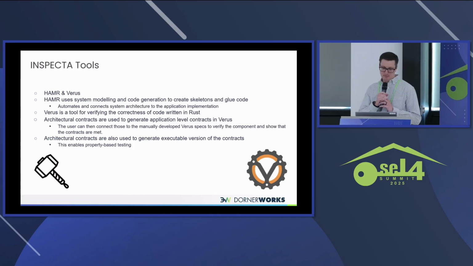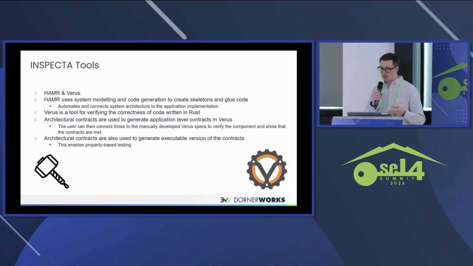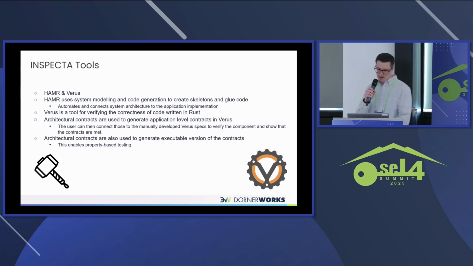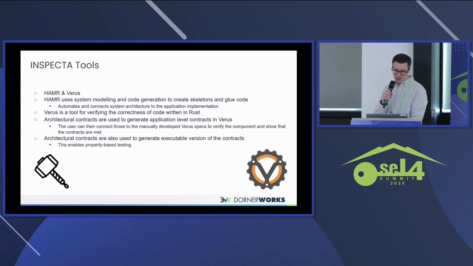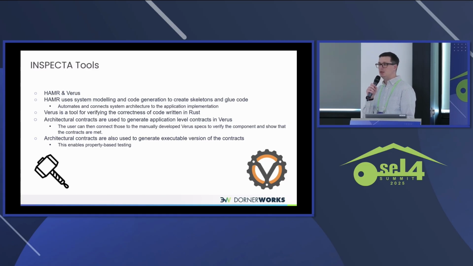The use of HAMR takes the architectural contracts, and those are used to generate the application level contracts in Verus. So then the user can use those as their post conditions for their overall assurance story within the component itself. And then the architectural contracts can also be used to generate executable versions of the contracts. That's executable Rust code, and it can be used to enable property-based testing, to make it a bit quicker and easier to implement unit tests.